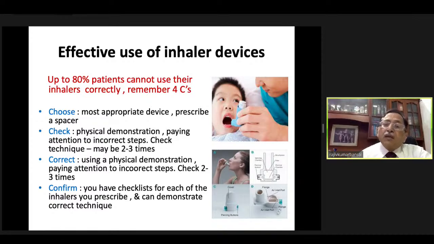How can this child be relieved? Check the physical. So you need to choose the right device. You need to check the physical demonstration, paying attention to incorrect steps. Check technique, and maybe check it two or three times.